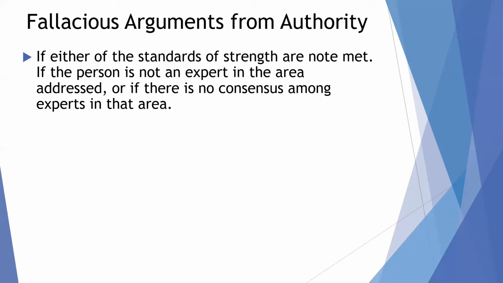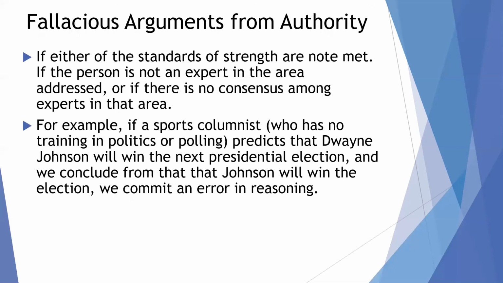There can be a fallacious argument from authority if either of those standards of strength are not met: if the person is not an expert in the area addressed, or if there is no consensus among the experts. So, for example, if a sports columnist who has no training in politics or polling predicts that Dwayne Johnson will win the next presidential election, and we conclude from that that Johnson will win the election, we commit an error in reasoning. Even if the sports columnist is excellent at covering sports, they are speaking outside their area of expertise when they go into politics.